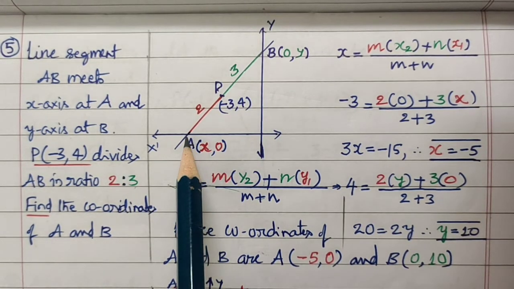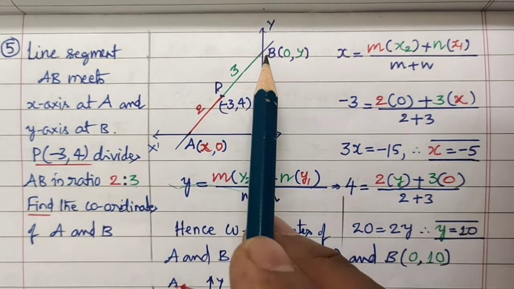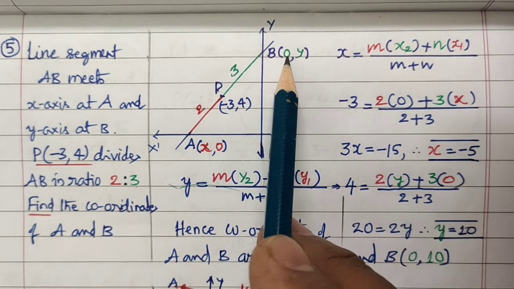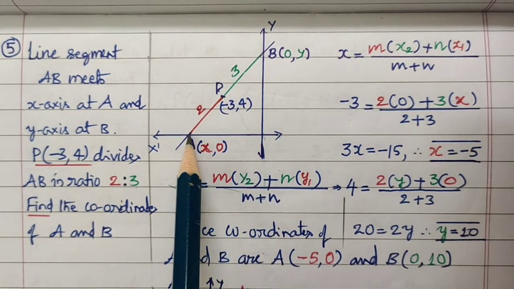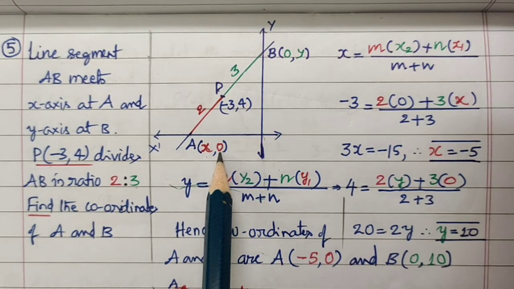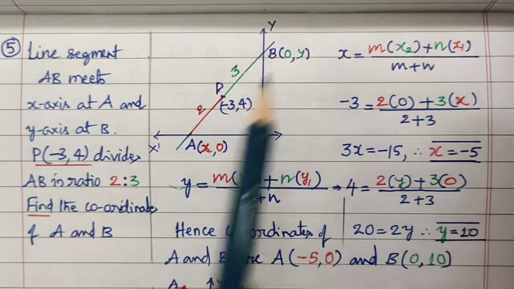Here, because it is there on the x-axis, the y coordinate is 0. Because this point is there on the y-axis, therefore the x coordinate is 0 here. X is 0 here, y is 0 here. Therefore the coordinates of A will become (x, 0), the coordinates of B will become (0, y).